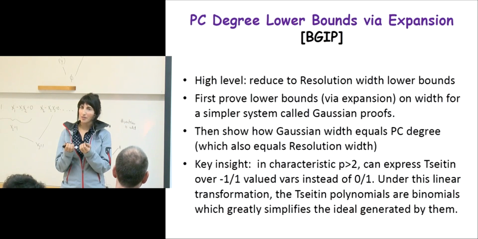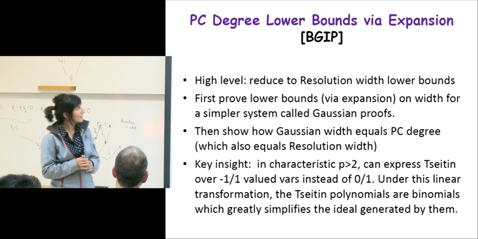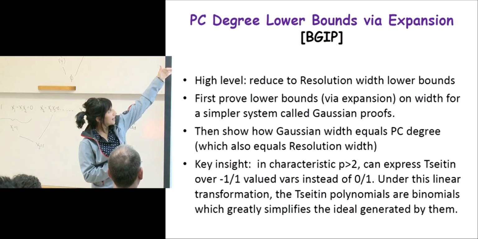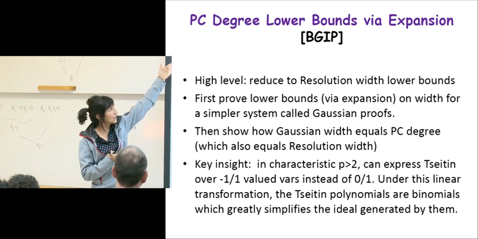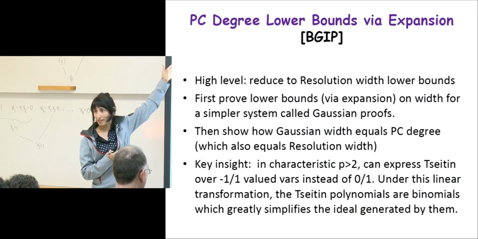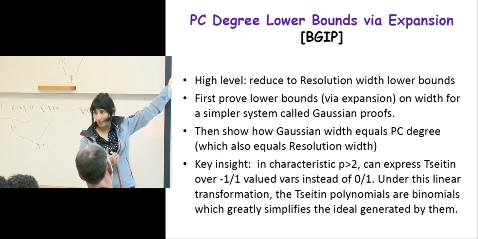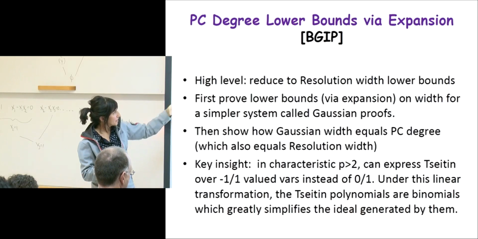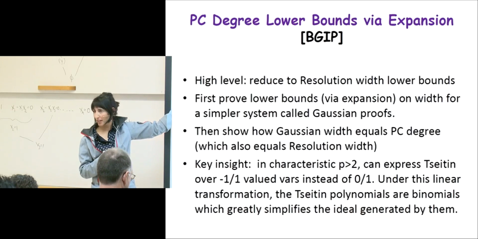And because of that, we're going to be able to see that every line that you derive in the proof is basically a linear combination of those same objects, sums of binomials. Okay, and because of that, the proof is actually more or less like a resolution proof. So at the high level, because the starting equations are special, we can reduce to resolution with lower bounds for these formulas, and that is equal to polynomial calculus degree.